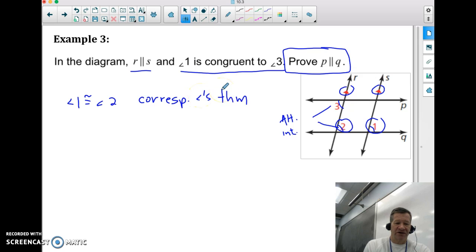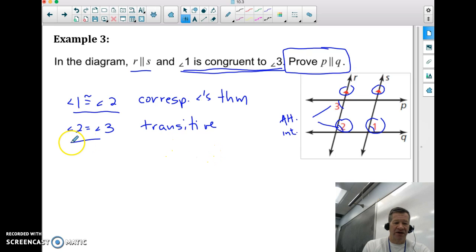And if I already know 1 is congruent to 3, and 1 is also congruent to 2, then 2 must be congruent to 3. If 1 is the same as 3 and 1 is the same as 2, then 2 is the same as 3. That's called the transitive property. We said if I could prove 2 and 3 are congruent because they're alternate interior, the lines are parallel. So now I know P and Q must be parallel because of the alternate interior angles converse.